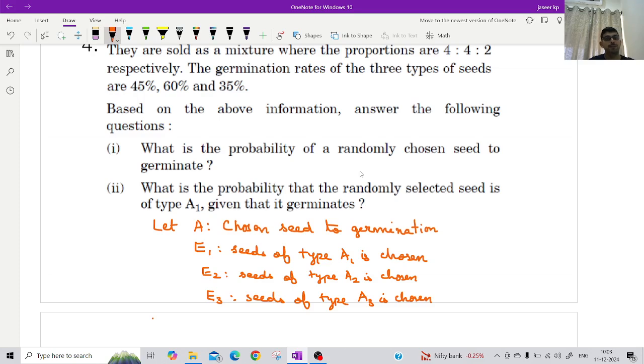Now come to the first question. What is the probability that a randomly chosen seed germinates? So probability of A. Again it's a question of total probability. So P of E1, P of A given E1, plus P of E2, P of A given E2, then plus P of E3, P of A given E3.